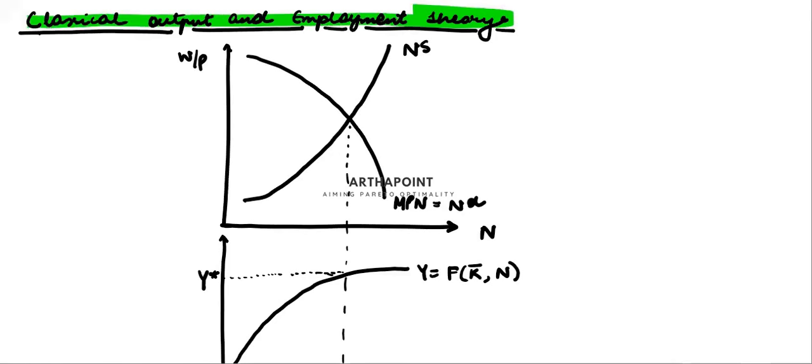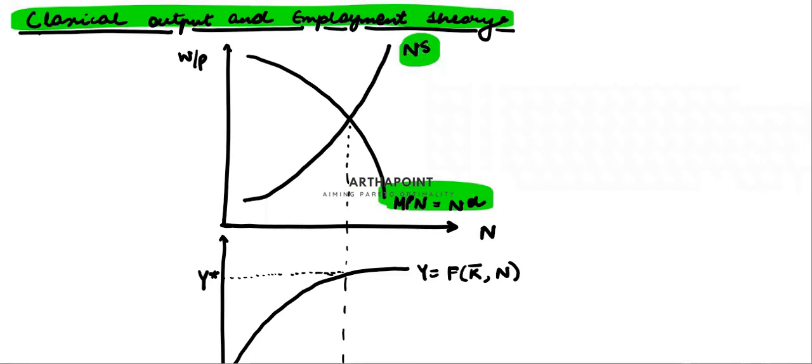Classical output and employment theory. Now let's go ahead and look at the final equilibrium. So this is the demand of labor. This is the supply of labor. Wherever the two meet, that's the equilibrium. I get the equilibrium amount of labor here and equilibrium wage here.